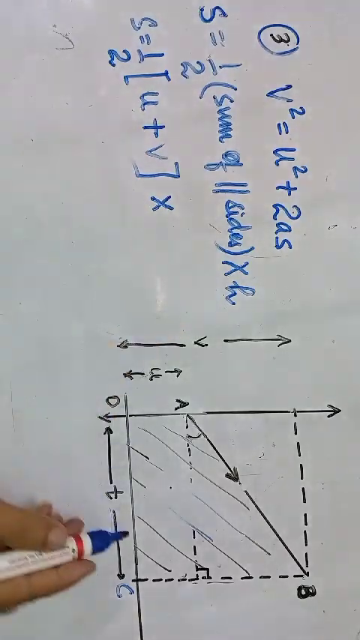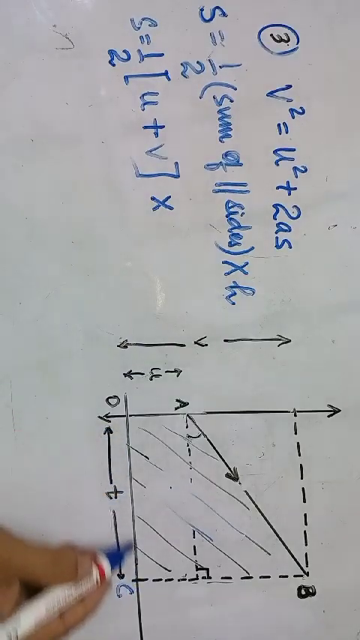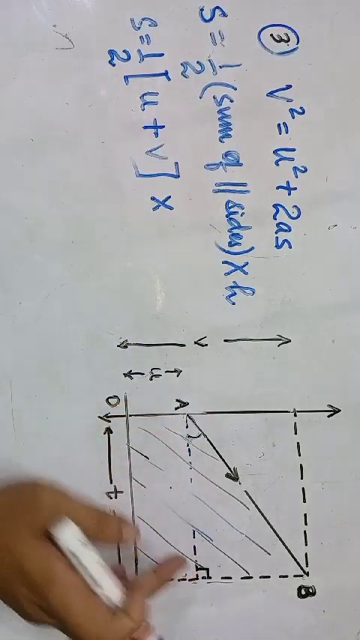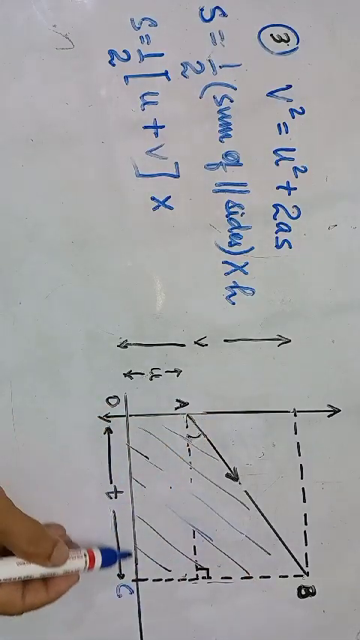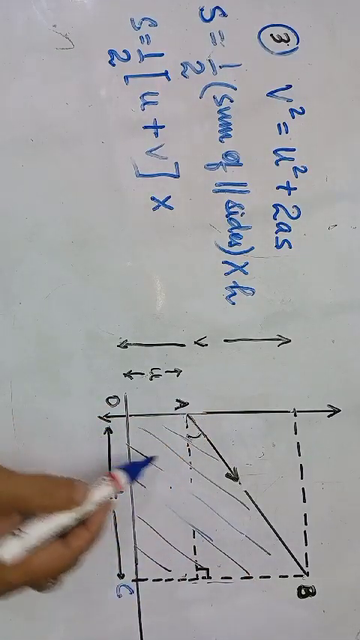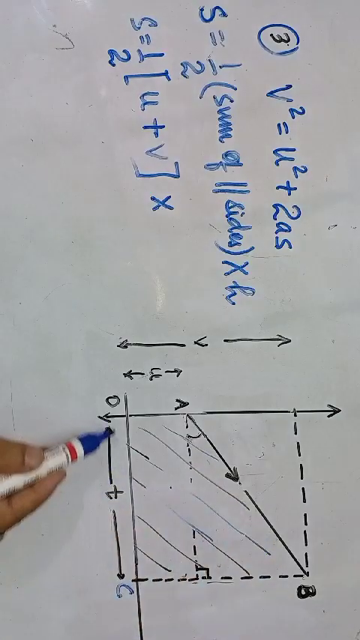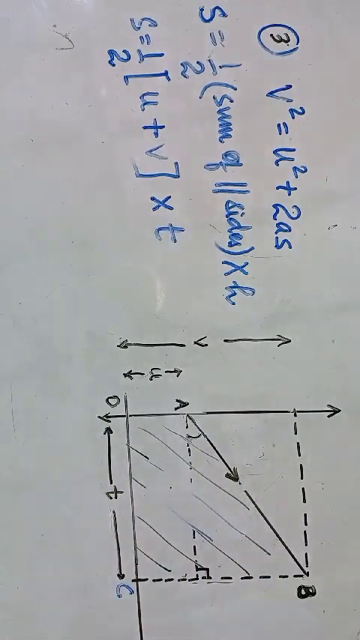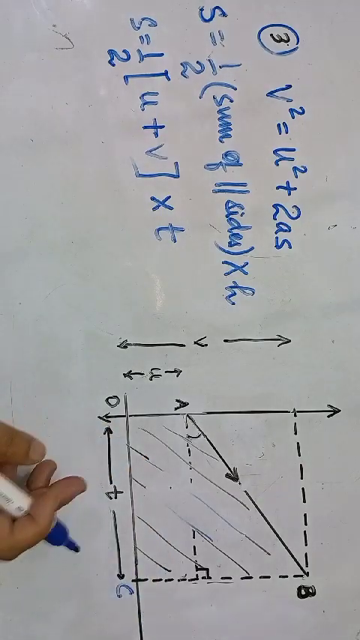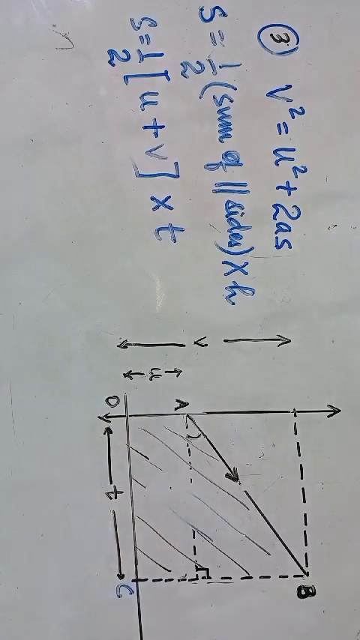Now height basically means the perpendicular distance between the two parallel sides. So where are the two parallel sides? These are the two parallel sides. Which one is the perpendicular distance? This is the perpendicular distance, not this one. You can see it is t, so I'm going to simply write t here. So everything is being picked in terms of u, v, t from our graph. This is a very simple looking graph.